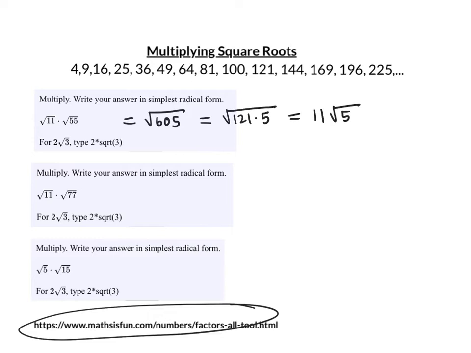I want to point out there's an easier way to do this. If you can look for common factors as you're doing the question, you might notice there's 11 right there, and 55 has an 11 in it. And the two 11s are what made the perfect square of 121. So what I'm telling you is when you look at the next question, see how 77 is 7 times 11? These two 11s are going to make a perfect square of 121. So this question ends up being 121 times 7. Square root of 121 is 11, so it's 11 root 7.